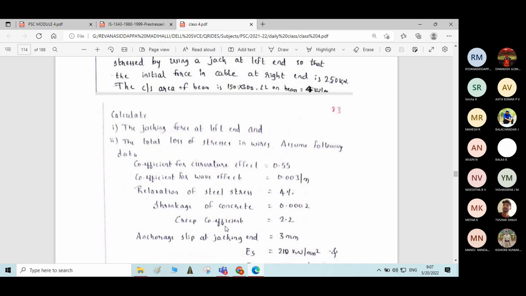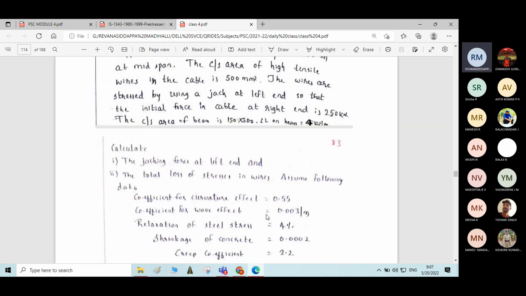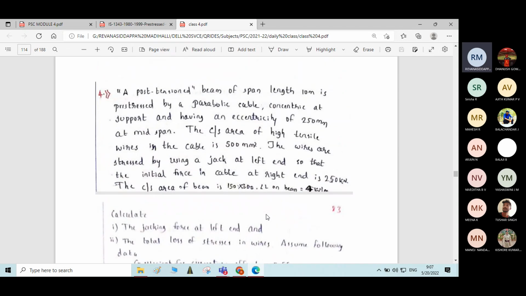Done? Okay. I hope you have written the problem. Just go through it first. A post-tensioned beam of span length 10 meter, the length of the beam is 10 meter, is pre-stressed by a parabolic cable. The profile of the cable is parabolic.